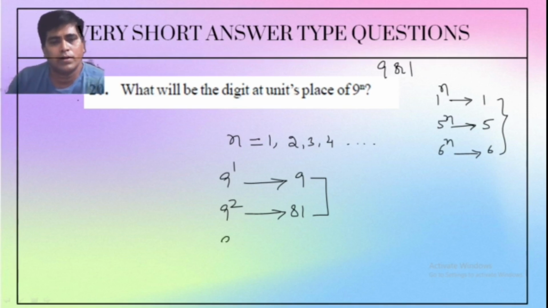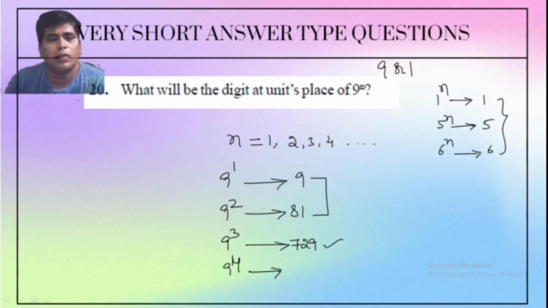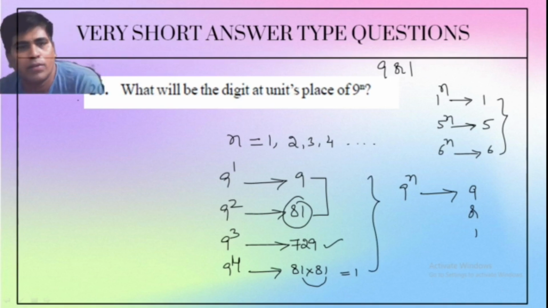Further you can cross check it. 9 cube. What is 9 cube? 9 into 9 into 9, 729. So here we got 9 as the unit digit. 9 power 4. How can I write 9 power 4? 81 into 81. So the unit digit is 1 here. So it is clear that 9 power n always ends with either 9 or 1. So these are the examples I have given for this question.